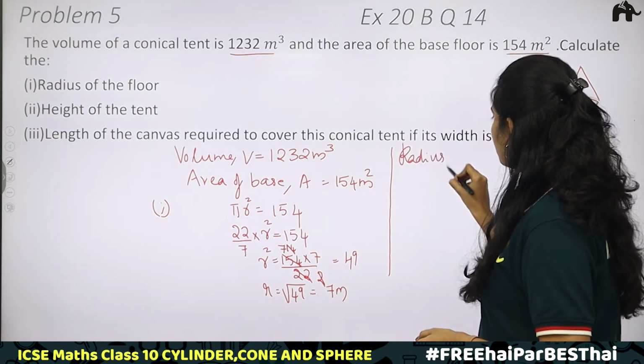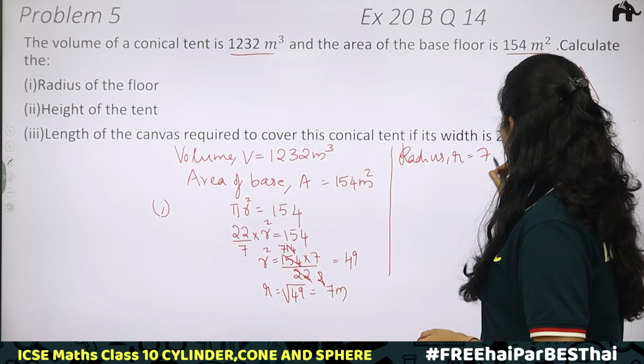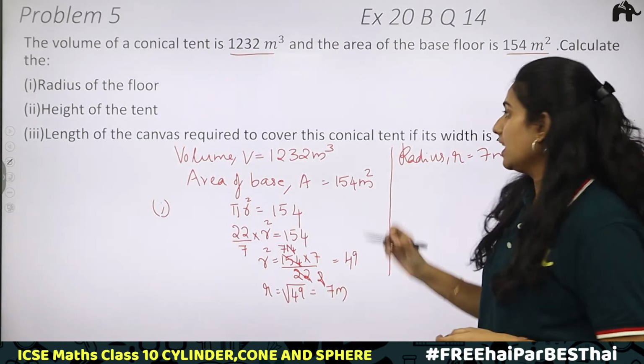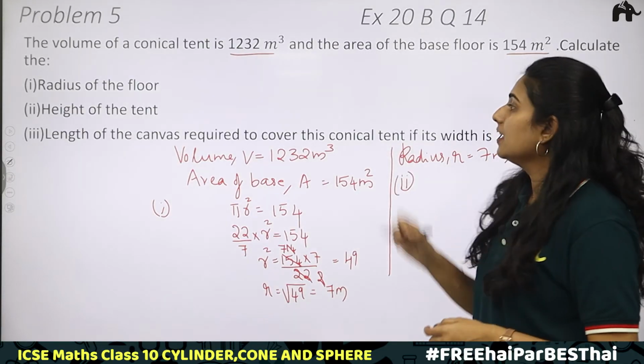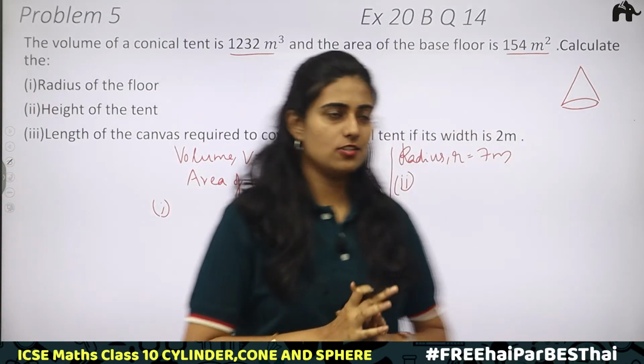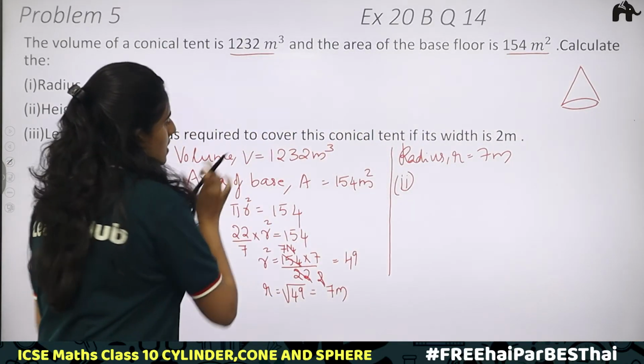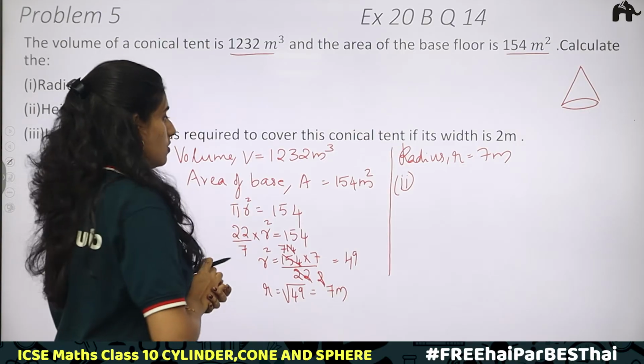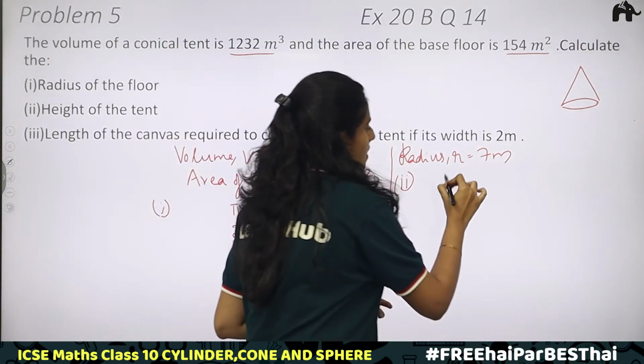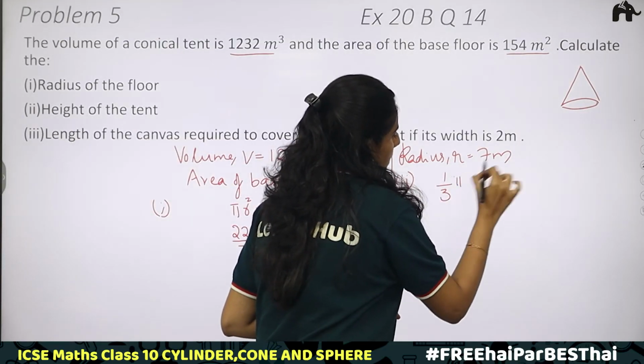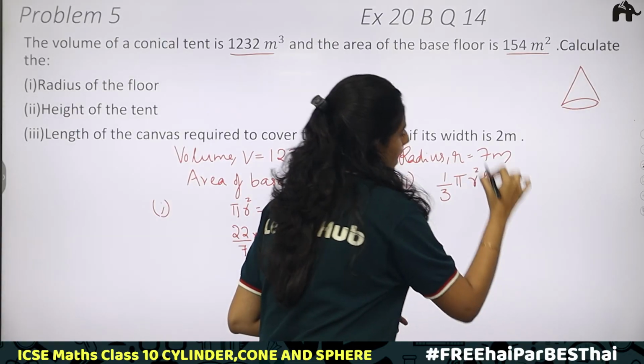Radius r is equal to 7 meter. Now the second part, we need to find the height of the tent. How to find the height of the tent? What is given? Volume is given. What is the volume of a cone? Volume of cone is 1 by 3 pi r square h.